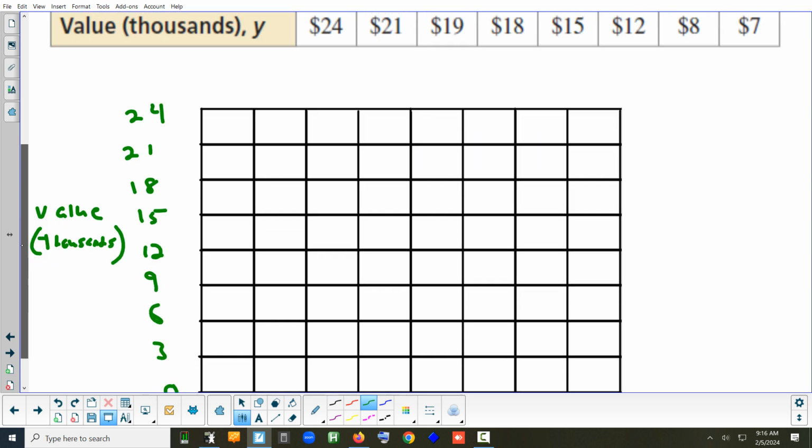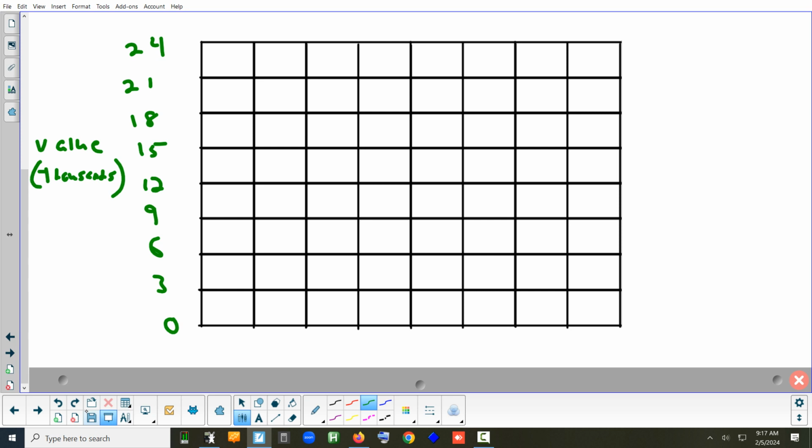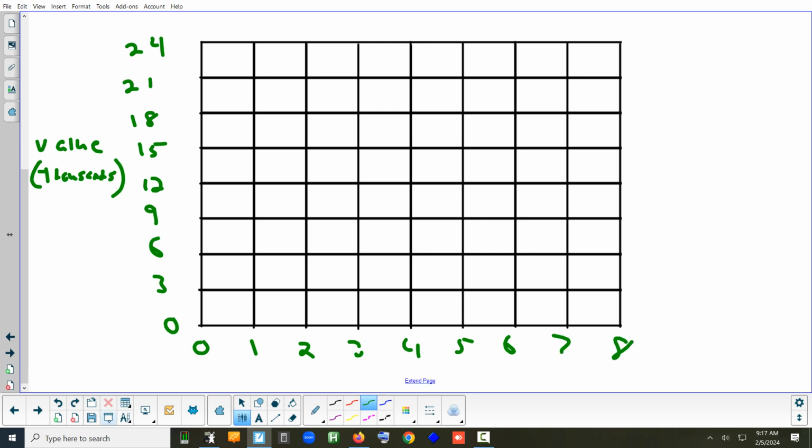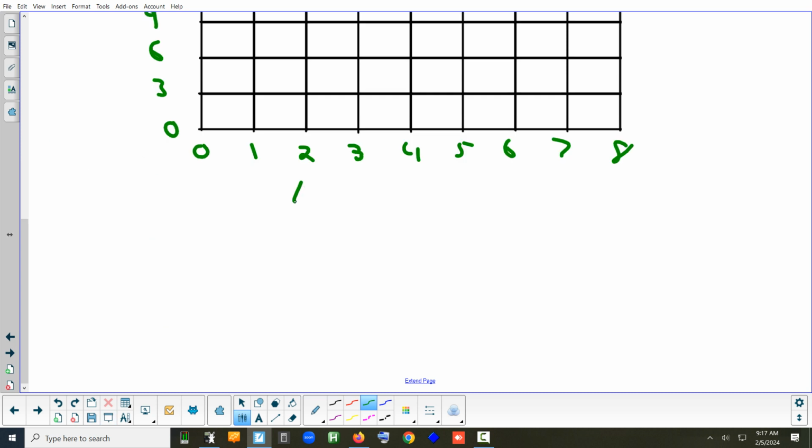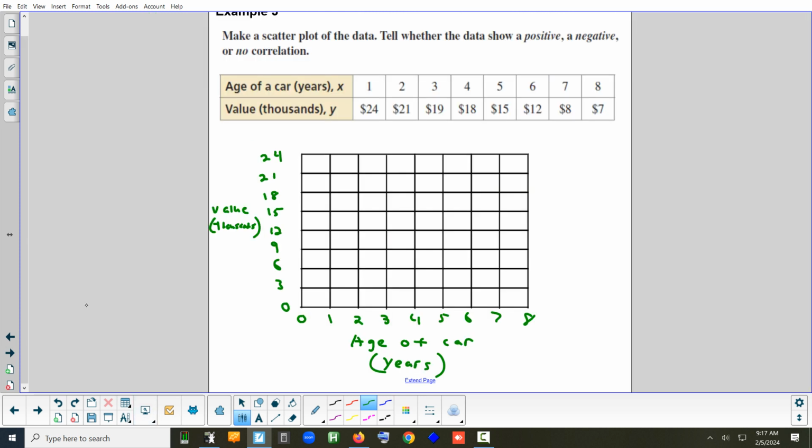Okay, and we need 1 through 8 on the x-axis. Do we have enough room to just go by ones? Yeah, I think we do. Okay, 0 through 8. And what do the numbers 0 through 8 on the x-axis mean? Age of the car. Yeah, this is the age of the car in what? Years. Okay. So now we've got our axes labeled, and now we're going to make a scatter plot of the data.